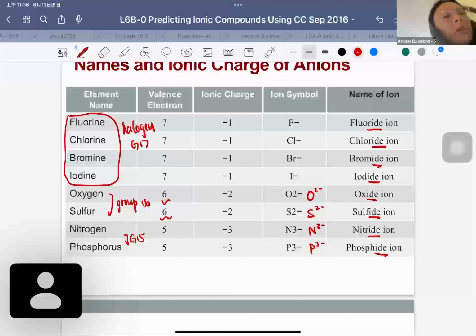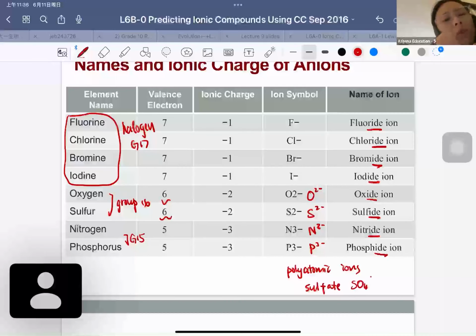Another thing you're going to learn is polyatomic ions. Polyatomic ions have names really similar to sulfide. For example, there is a polyatomic ion called sulfate. It's SO4 2 minus. Even though the charge is the same, it has 4 extra oxygens, so it makes the whole compound entirely different, whether it's from sulfate or sulfide. It makes a big difference, so you have to spell it right.